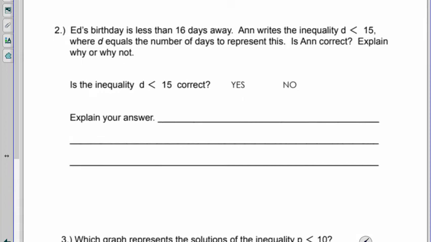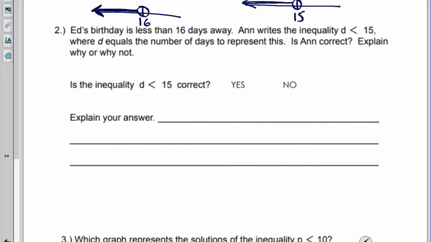Next question. Ed's birthday is less than 16 days away. So his birthday is less than 16. So if I had 16 on a number line, it doesn't include 16. It's less than that, but it's everything to the left of it. It could be 1, it could be 2, it could be 15, it could be lots of things. And she writes the inequality, d is less than 15. Well, that wouldn't include 15, and it would be everything to the left of it.